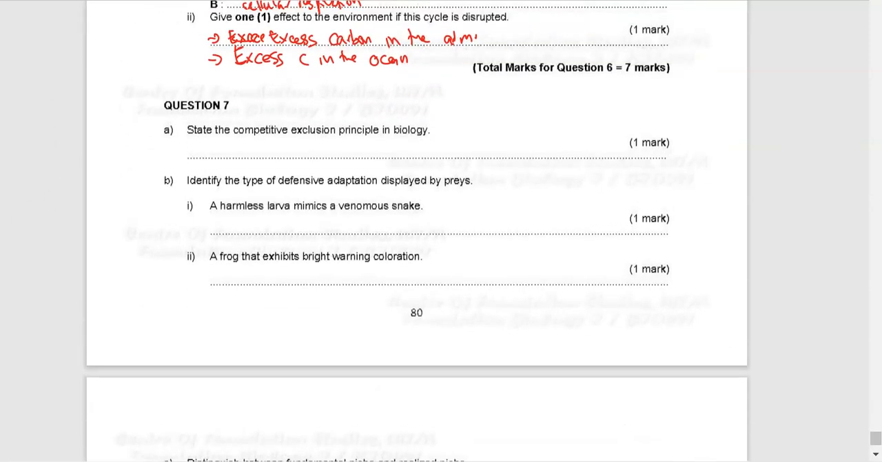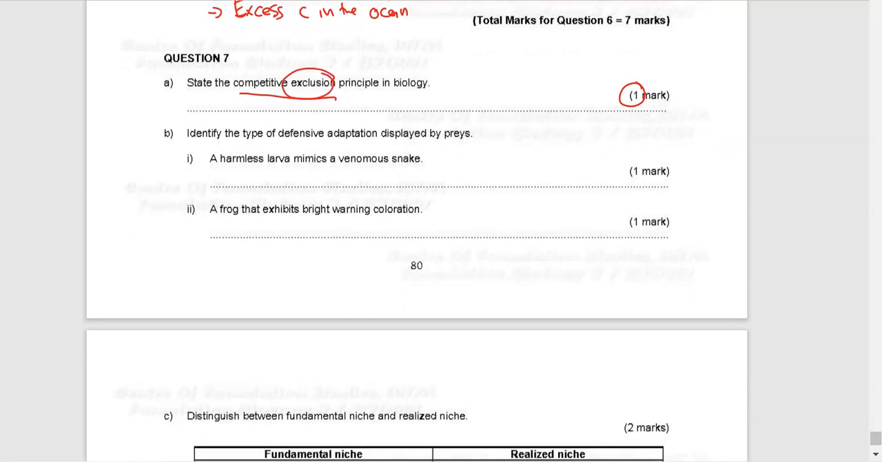Okay, so question number 7, A, state the competitive exclusion principle in biology. This one has also been discussed in the previous video. For competitive exclusion, you have to give the definition, which is two species competing for the same limiting resources cannot coexist in the same place. So the weaker species will not be able to survive and will die at the end of the competition. The strongest species will survive. That's why we call it competitive exclusion.